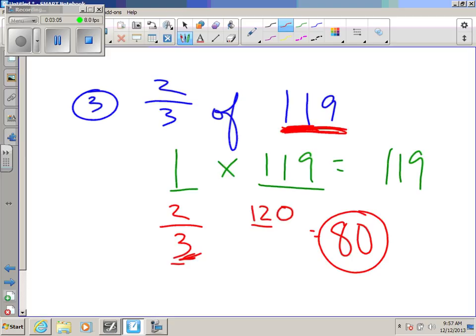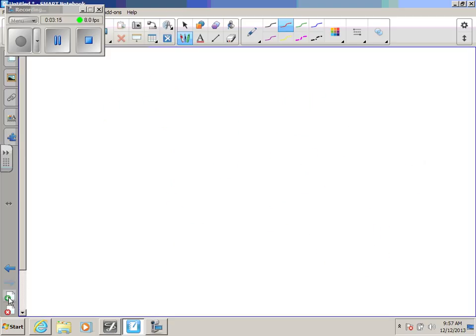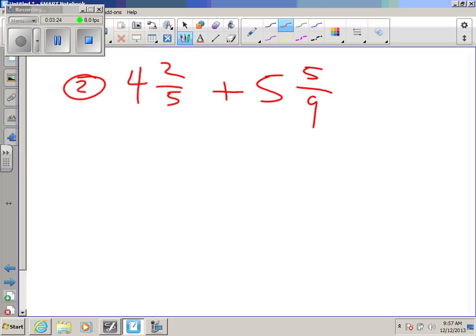Alex? Are we good with number 2? 4 and 2/5, 5 and 5/9. Both mixed numbers, both rounded to the nearest whole.